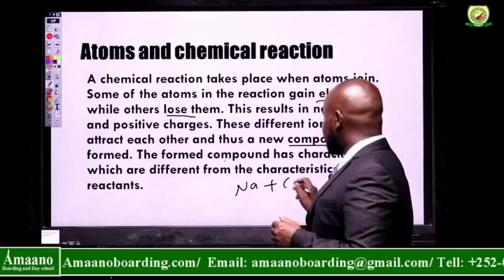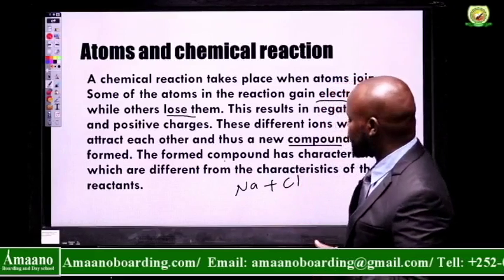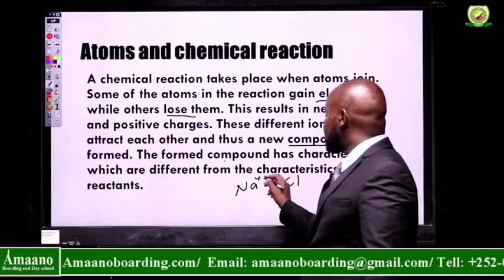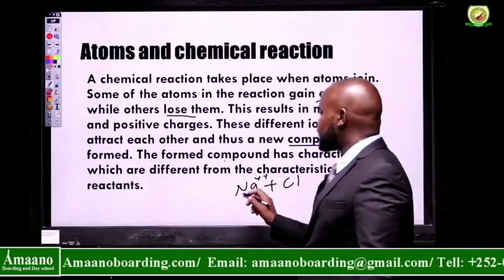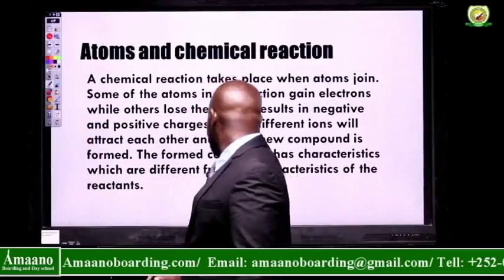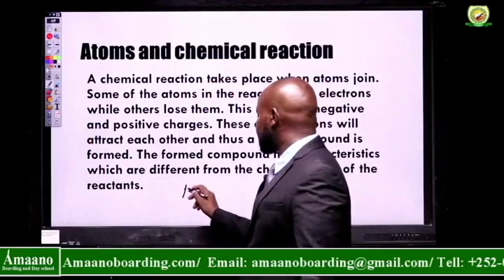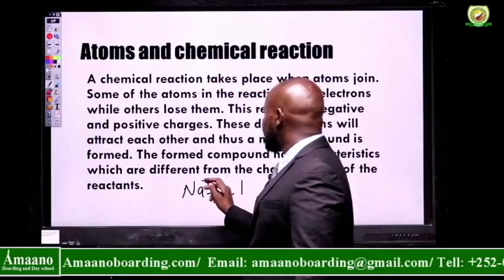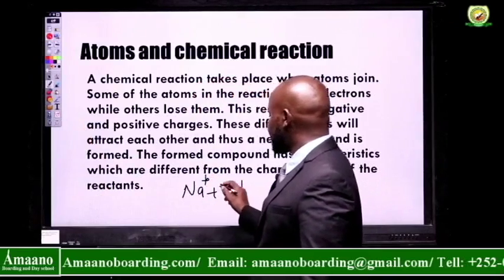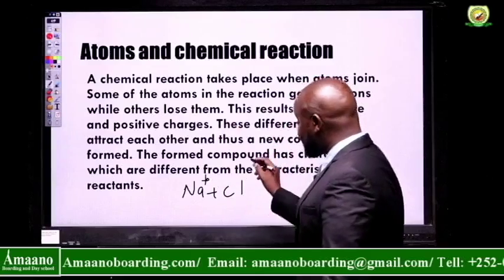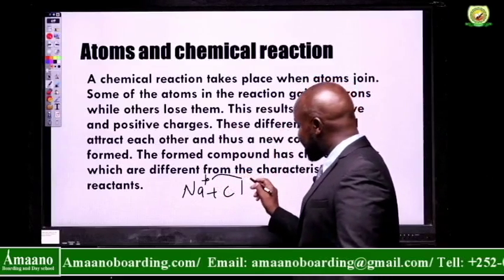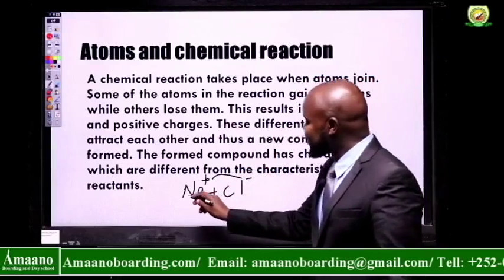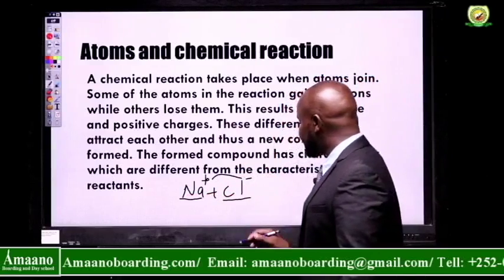We add it with chlorine, right? Sodium loses one electron, right? We have sodium plus chlorine. Sodium loses one electron and it becomes positive. The electron that sodium has lost comes here, and then this becomes what? Negative. Why does this become positive and this become negative?